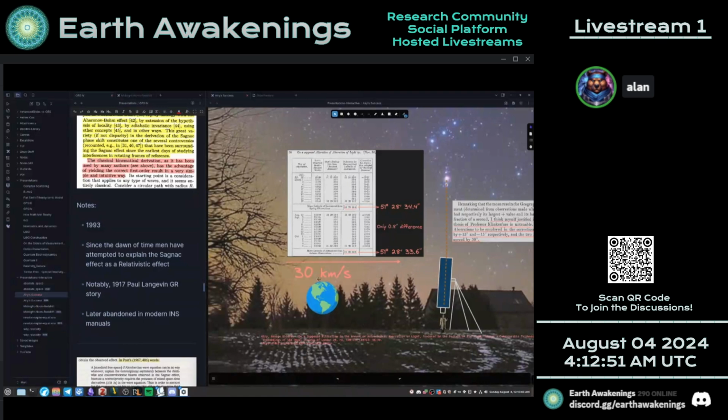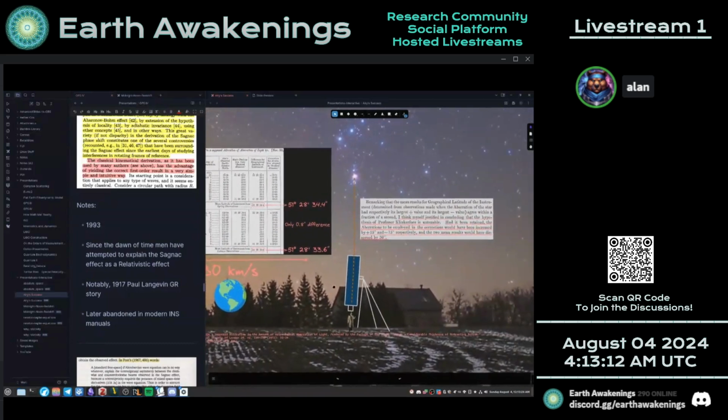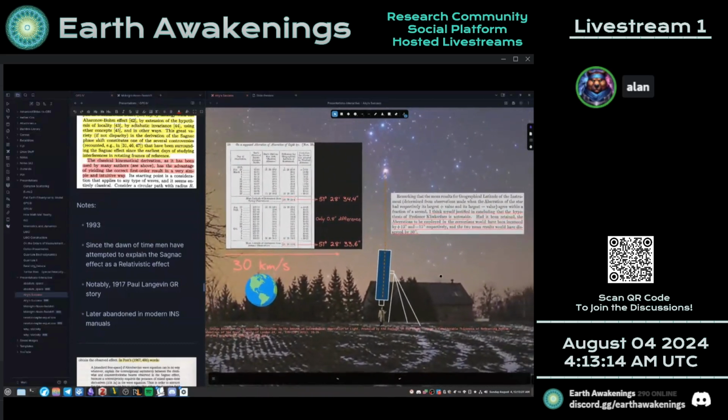So 1 arc second per kilometer per second, over the course of a year. And what he found was he only had to correct his telescope by 0.8 arc seconds. So there was a slight correction, but not even close to 30 kilometers a second. And the logical implication here is that the Earth is stationary and the starlight already comes in at an angle.